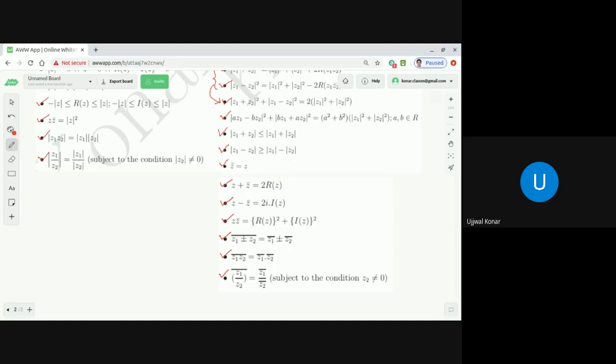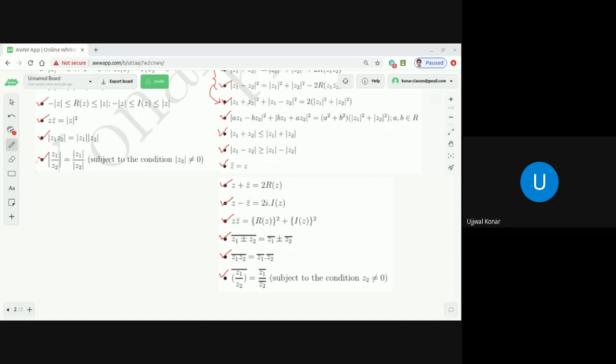Now, dear students, all these properties, as I said, are important because you need to apply them when the time arises while solving the numerical questions from complex numbers. So you should remember this thing.